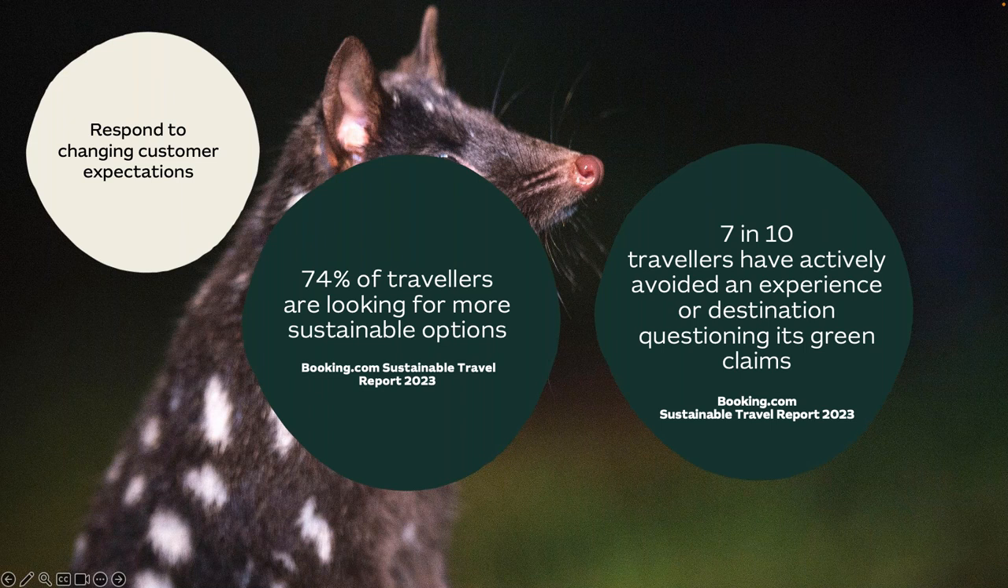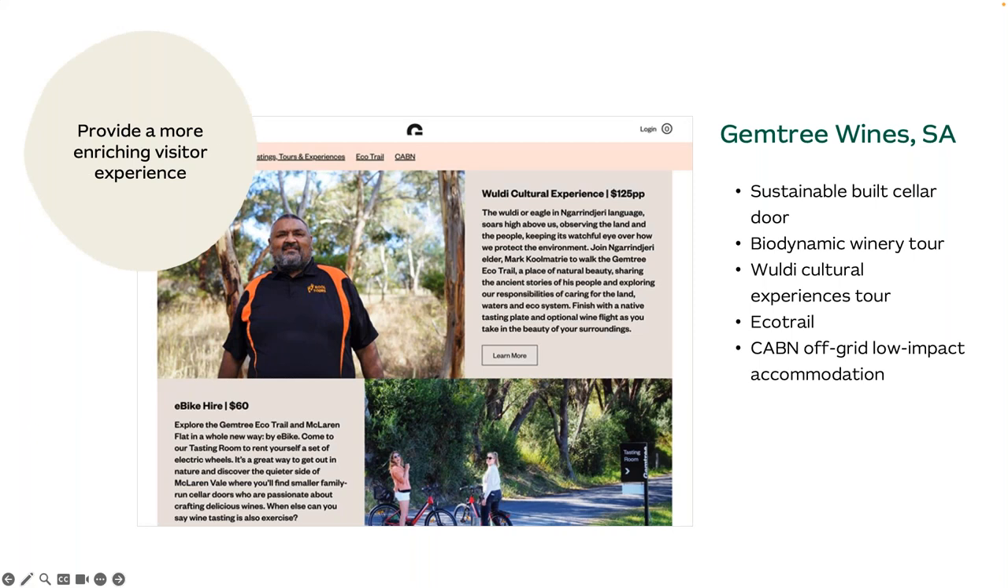Booking.com just released their 2024 report, but the results haven't been completely publicized yet. It'll be interesting to see what that is. On the flip side of that, 7 in 10 travelers have actively avoided an experience or destination, questioning its green claims. So if a business isn't taking as much action on sustainability as a traveler is expecting or looking for, then that can have a detrimental effect on your business as well. So really important to take action and meet that customer need.